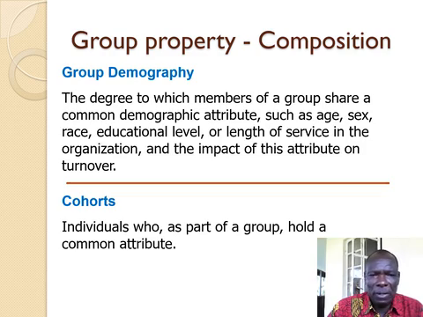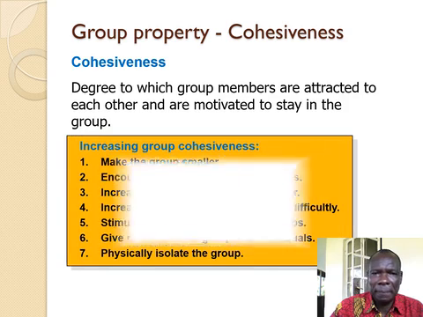There's also a concept we call cohorts. These are individuals who, as part of the group, hold a common attribute. Cohorts, small groups, they hold a common attribute. They may all be good, hardworking, but they could also be a lazy, disobedient group. But it's a cohort.